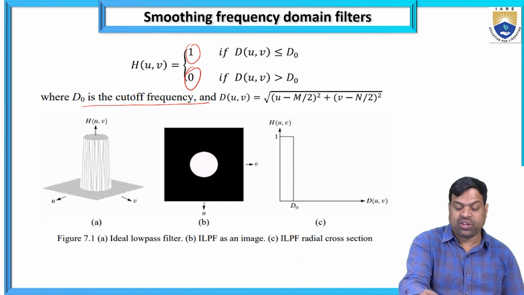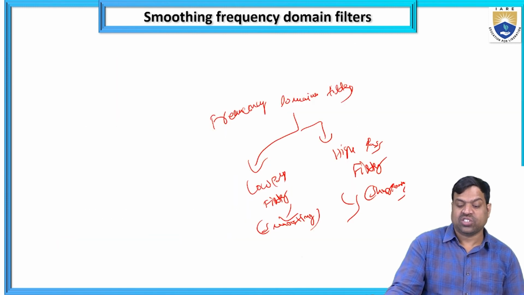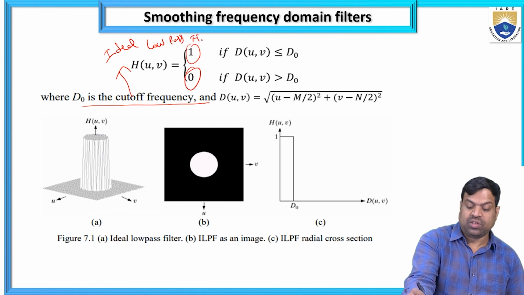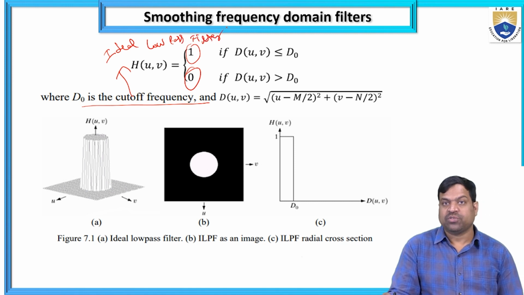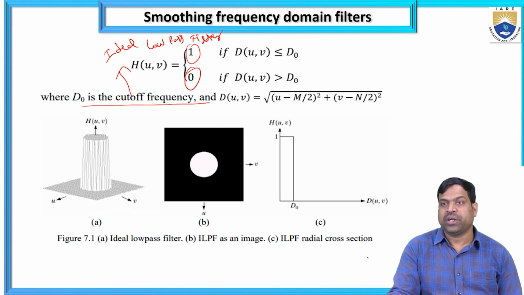Already we know that. What do we mean when we are using the cutoff frequency? We already discussed the ideal low pass filter. If it is an ideal low pass filter, then I am applying the cutoff frequency. So capital D of u comma v is equal to the square root of (u minus M by 2) whole square plus (v minus N by 2) whole square. Already we discussed the limits M by 2, N by 2 in the filtering of the frequency domain.